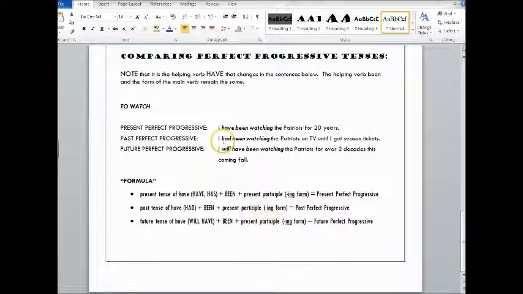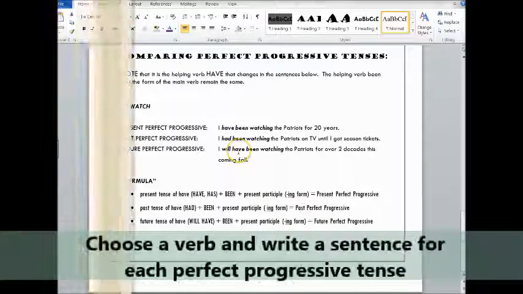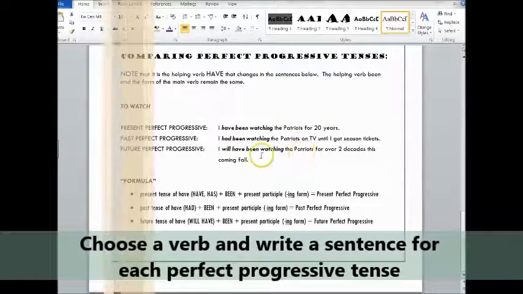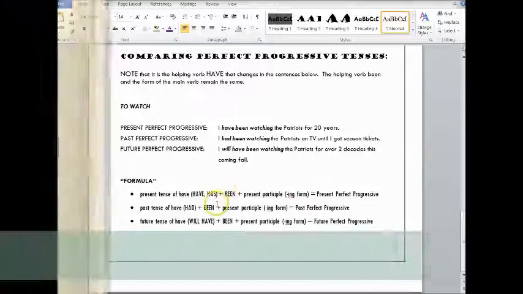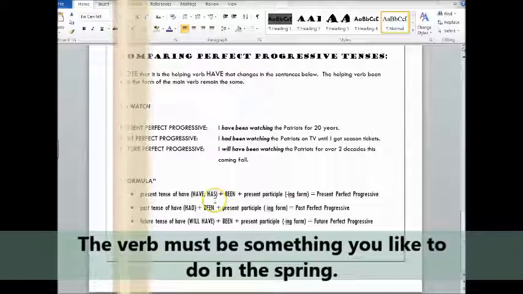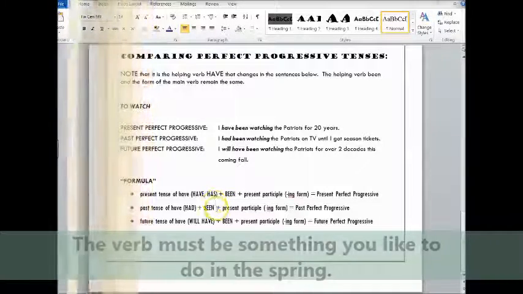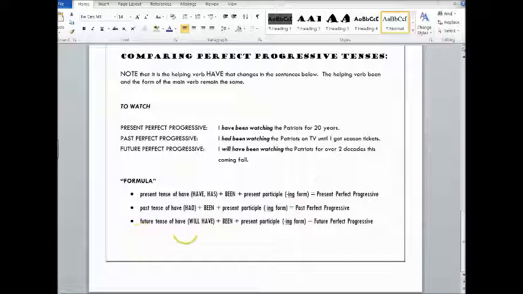So, for your assignment, give me 3 sentences, 1 for each one of these tenses. Try and put those times in if you can. The verb I want you to use is an action that's something you like to do in the spring. And I look forward to your sentences.